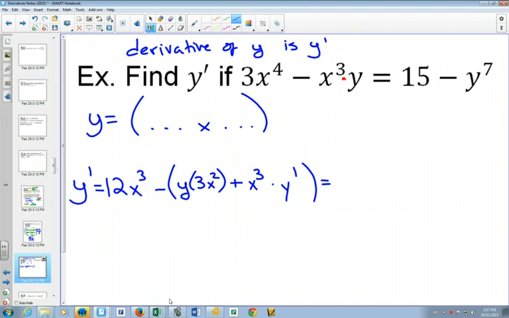Equals, derivative of 15 would just be 0. And what's the derivative of y to the 7? It'll be a chain rule. I would bring the 7 out in front and subtract 1 from the exponent, and then say, what's the function inside? It's y. What's the derivative of y? Y prime.